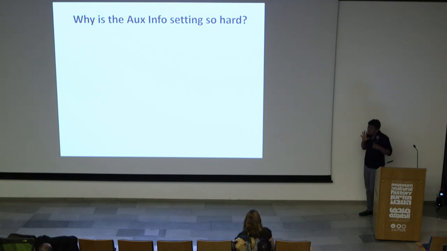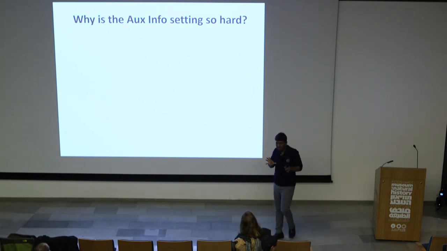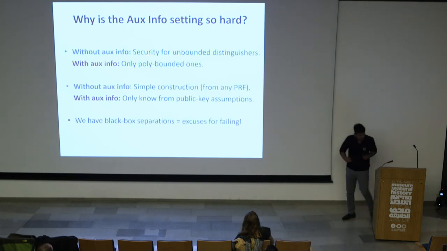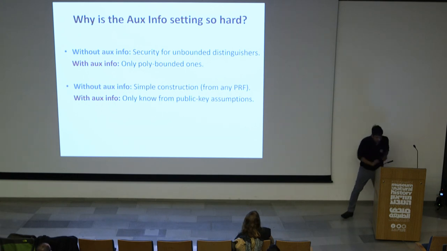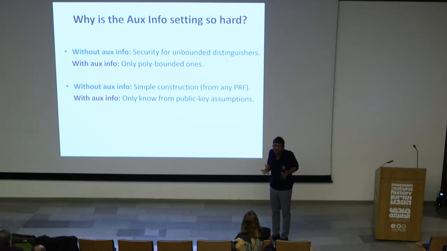Okay, so I think at least hopefully the theorem statements are clear, even though maybe not the proofs. So let's see, why is the auxiliary information setting so hard? I mean, this shouldn't come as a surprise to us, right? In cryptography, we have seen this again and again and again. Auxiliary information is the thing that screws up.